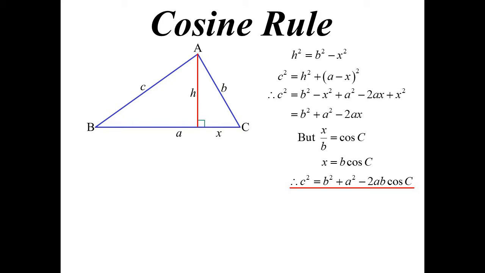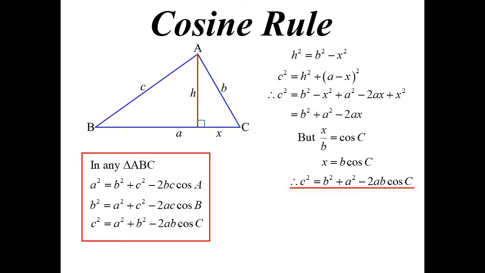Basically, it's Pythagoras' theorem, but we're taking into account it's not a right-angled triangle. See, if it was a right-angled triangle, I'd have the cosine of 90, which is, of course, 0, and we would get c squared is a squared plus b squared. So in any triangle, we could have it for a squared, we could have it for b squared, we could have it for c squared, but notice the angle matches the side that you're trying to find.